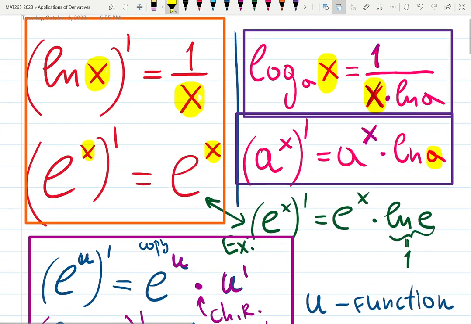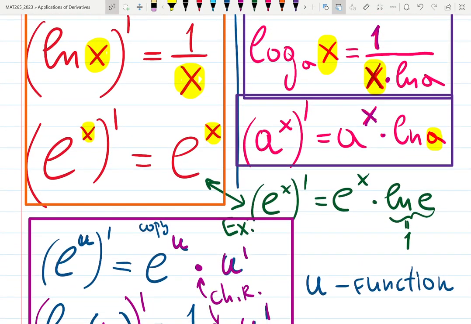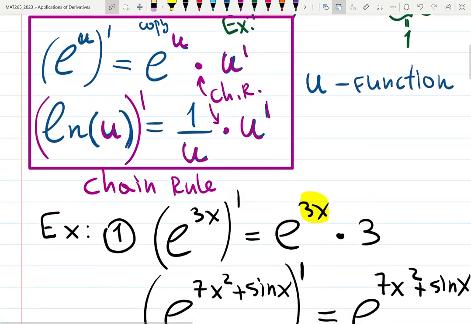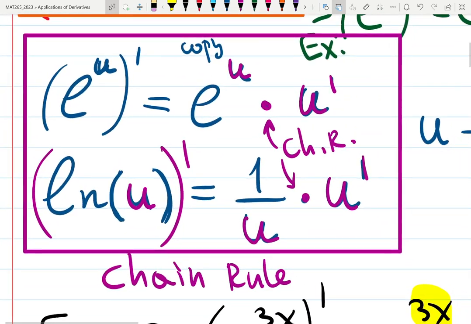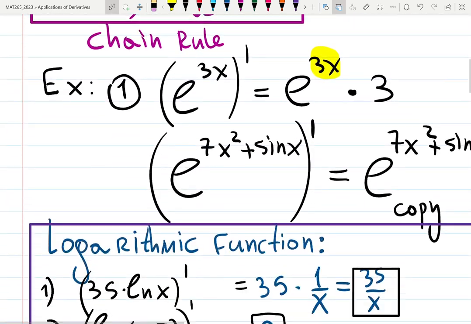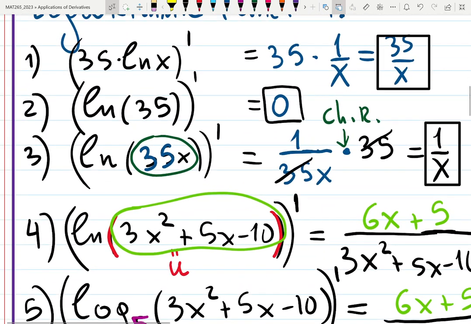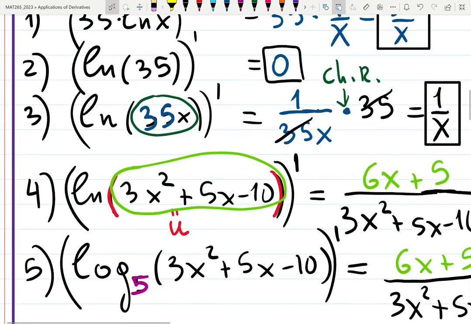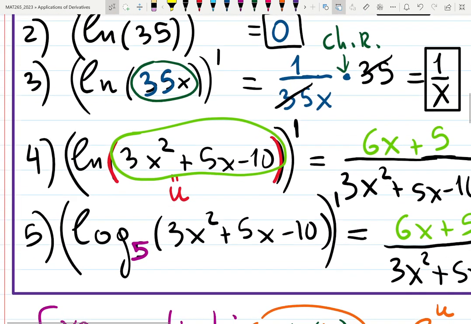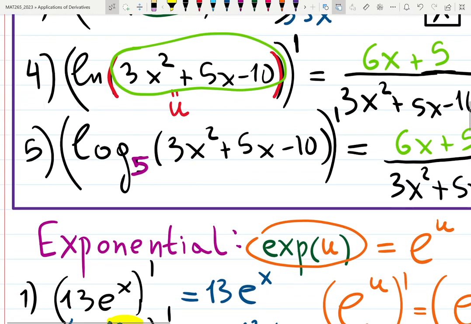Derivative of e to the x is e to the x. Very nice. ln x is 1 over x. Very nice. If they have a function inside, you multiply by the derivative of the function inside. Chain rule. And then we practiced ln x, 35 ln x, 35 over x. Constant 0, 35 inside of the log, that's chain rule.